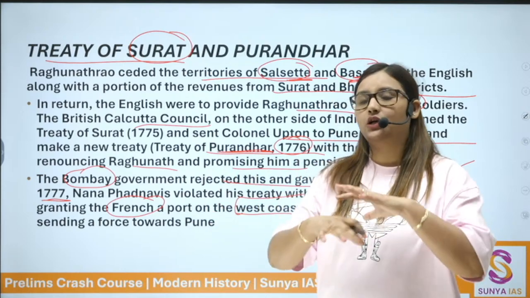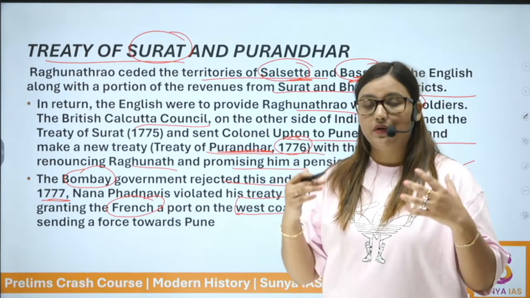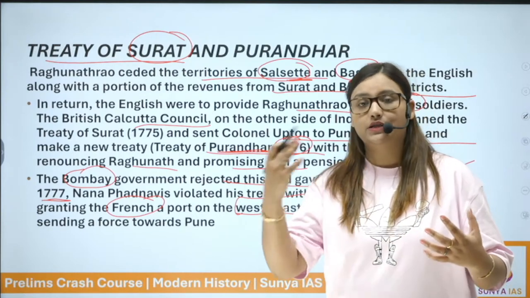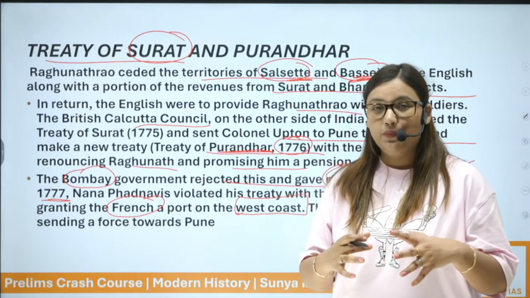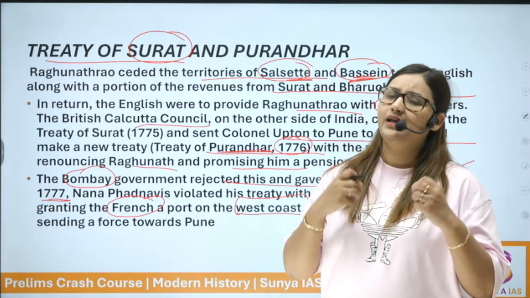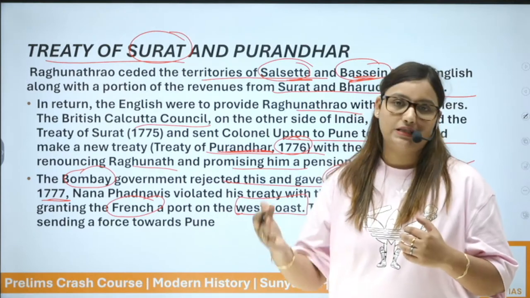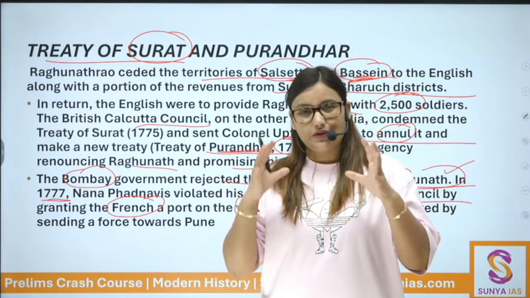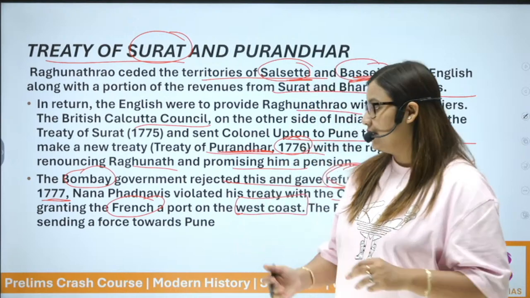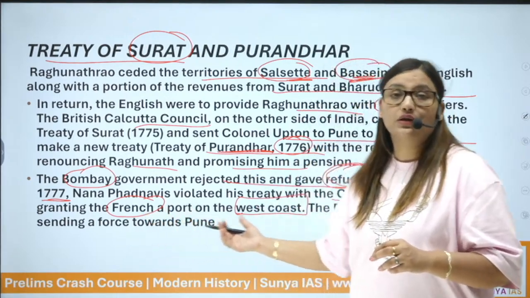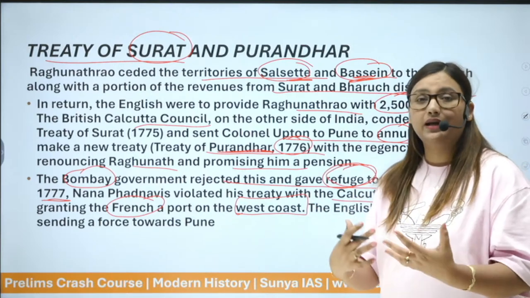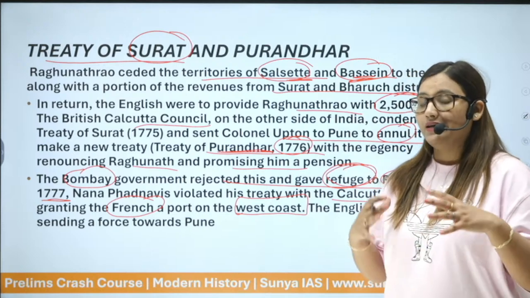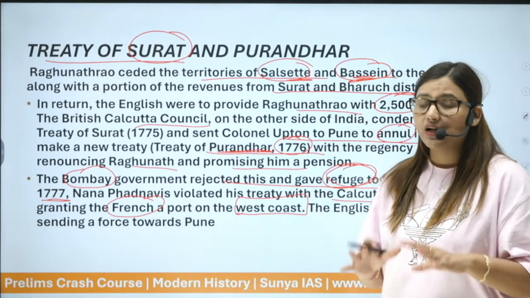We have seen that during the American Revolution, when America wanted independence, the French sided with America against Britain, right? The French used to help America and any other country that went against Britain, because the French and the Britishers had a clash. So you need to understand that giving the French access to the west coast, or providing them any area to enter India, is against the EIC, against the English.